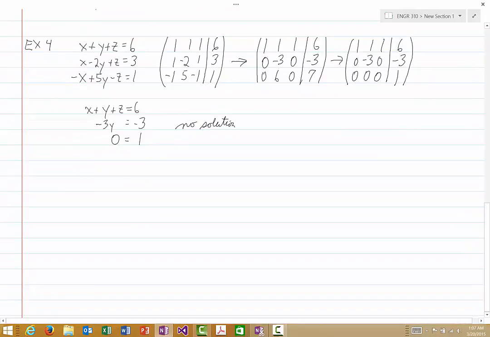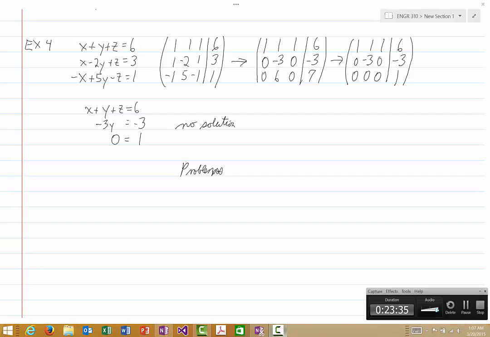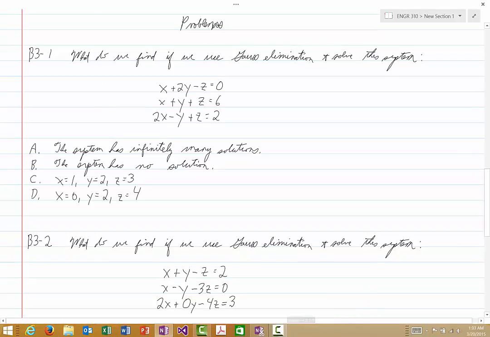And now let's look at some problems for this lecture. So now let's consider the problems for video B3. The first one is the following. What do we find if we use Gauss elimination to solve this system? X plus 2y minus z equals 0. X plus y plus z equals 6. 2x minus y plus z equals 2.